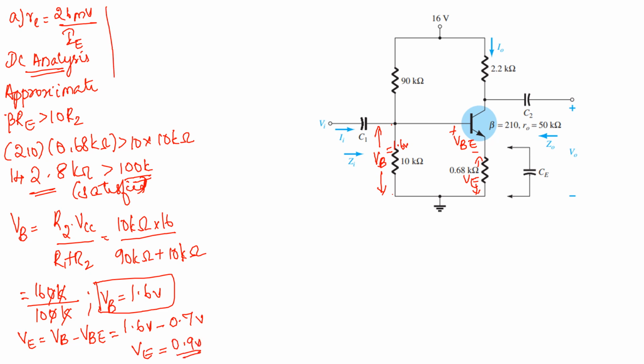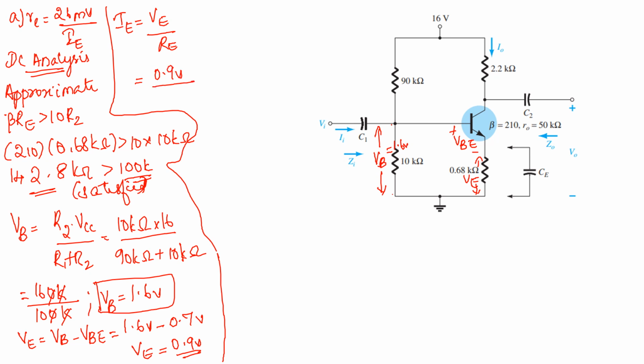So once you have got your VE, you can find out what is your IE. So IE is equal to VE divided by RE. So what will be your VE? VE will be equal to 0.9 volt divided by RE is equal to 0.68 kilo ohm. So what will be your IE? IE is equal to, after solving, you will be getting 1.323 milliampere. So you have got IE is equal to 1.323 milliampere.